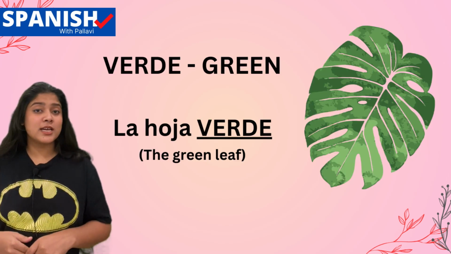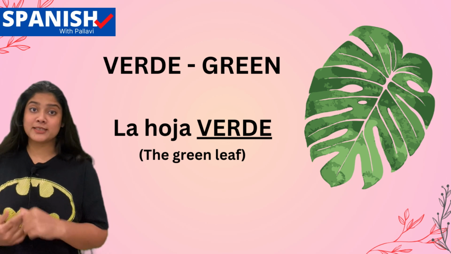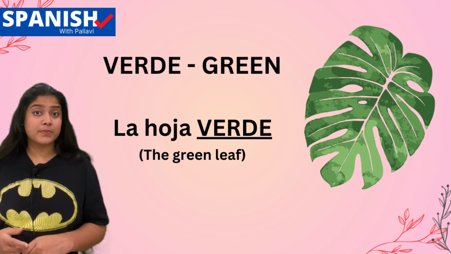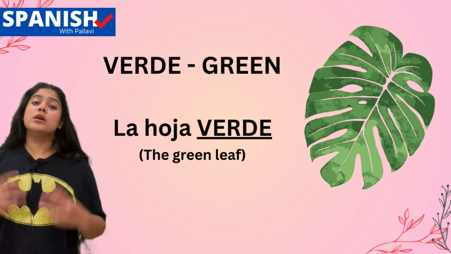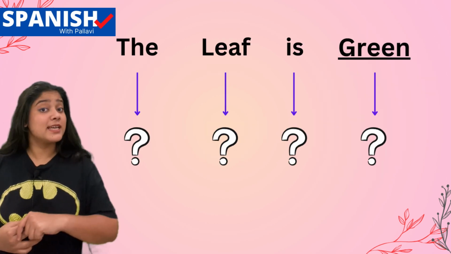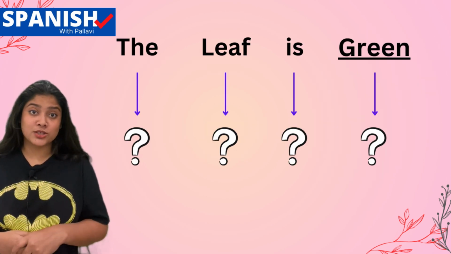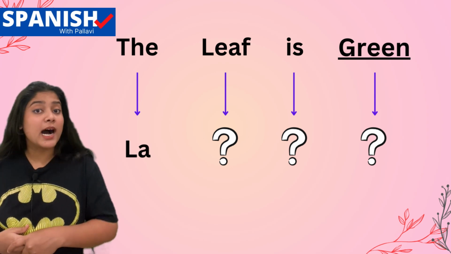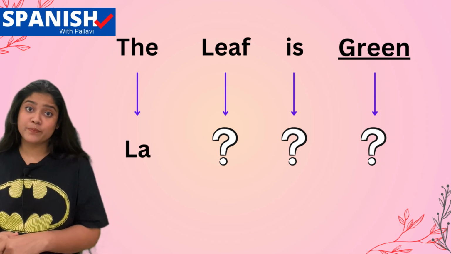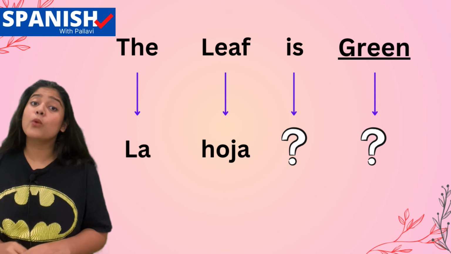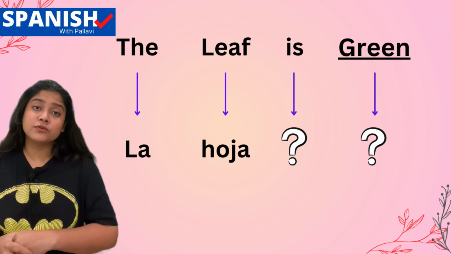This image is green. How do you say that in Spanish? Verde. Verde. The example will be: the leaf is green. How do you say that in Spanish? The will be la, leaf will be hoja. Hoja. Obviously the sound of J will be like a K sound.